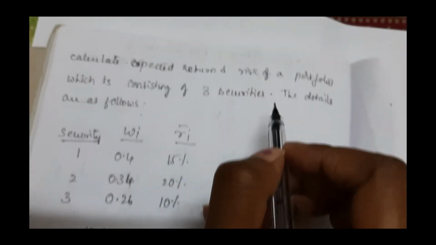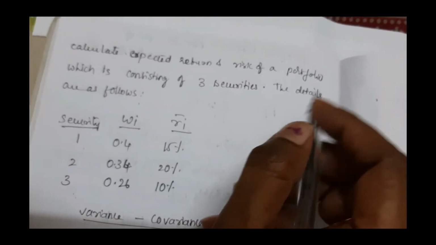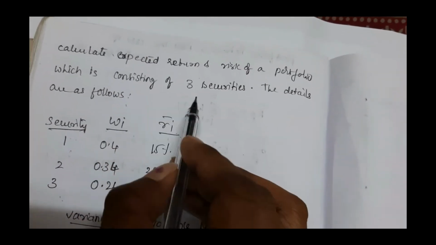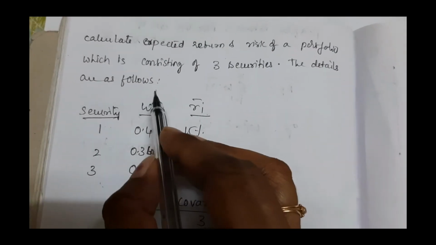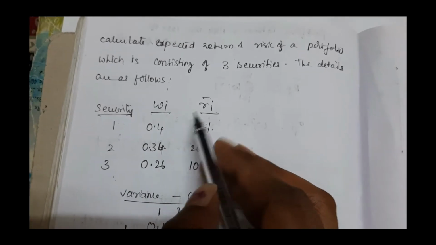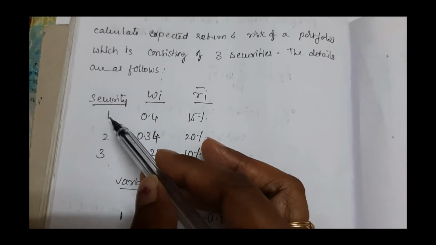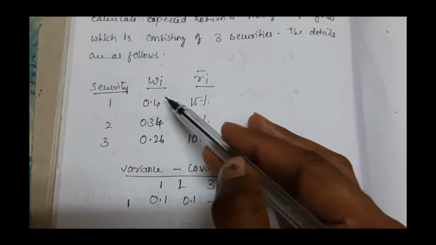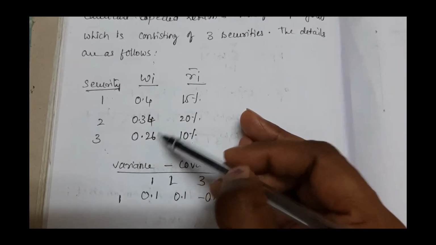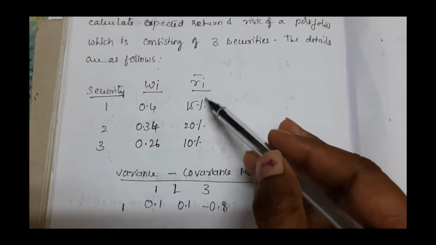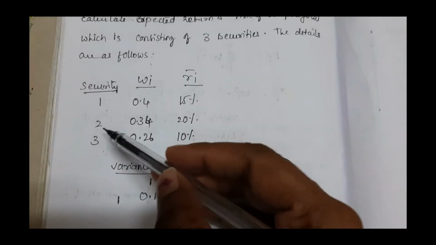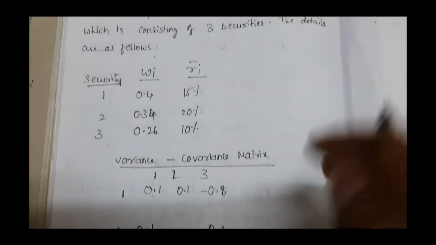Calculate the expected return and risk of a portfolio consisting of three securities, and the details are as follows. Securities Wi, Ri bar, securities 1, 2, 3. Three securities are given, and the weights are given as 0.4, 0.34 and 0.26, and the expected returns are given as 15% in case of the first security, 20% in case of the second security, and 10% in case of the third security.